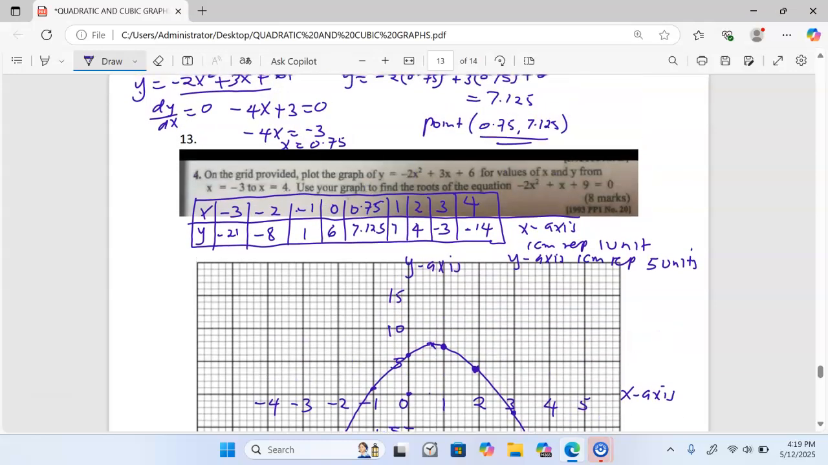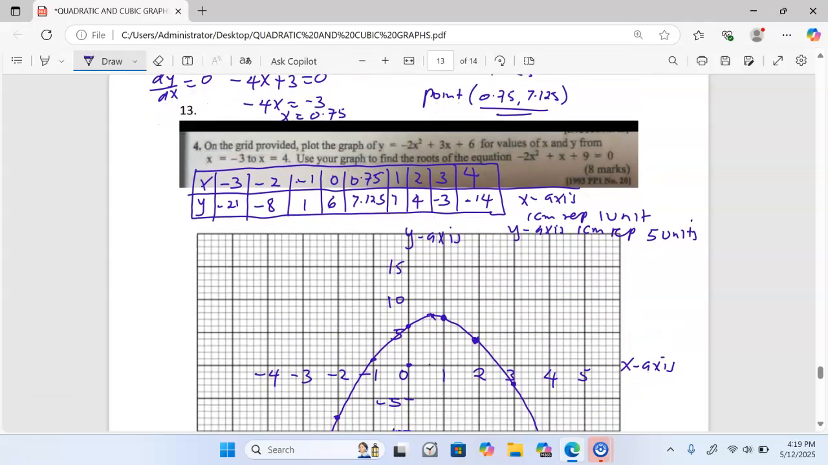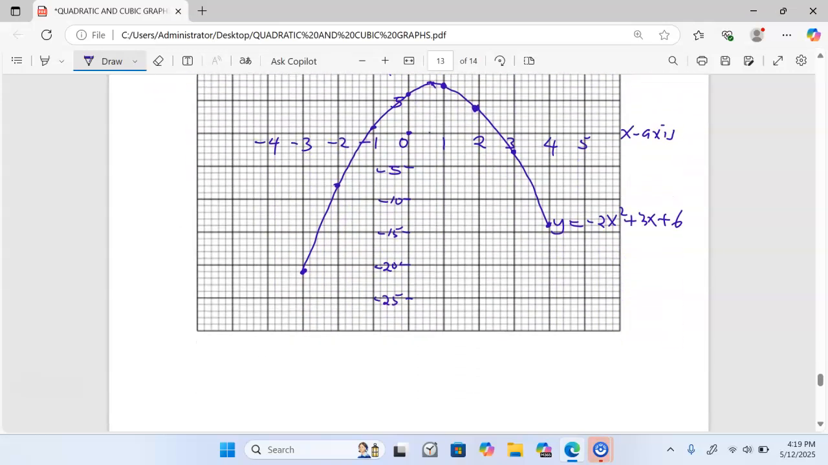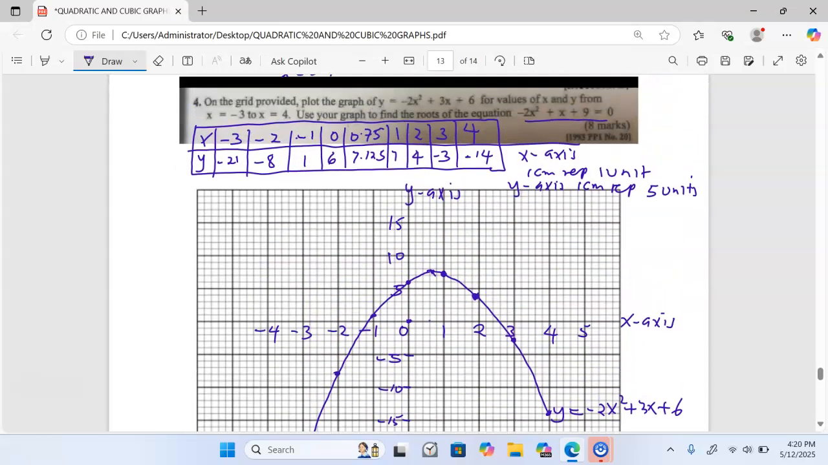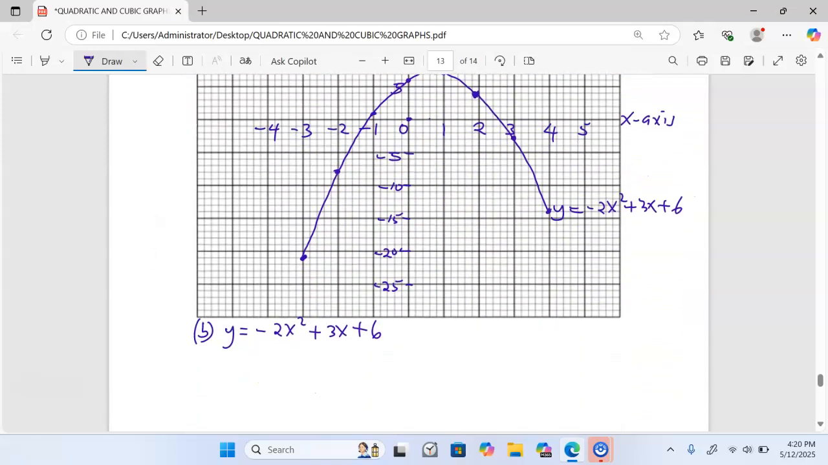And lastly, we are moving now to the last part, where we are supposed to use the main function. Let me call this part B. y is going to be negative 2x squared plus 3x plus 6. We are supposed to use that main function to work out negative 2x squared minus, that is plus x minus 9.